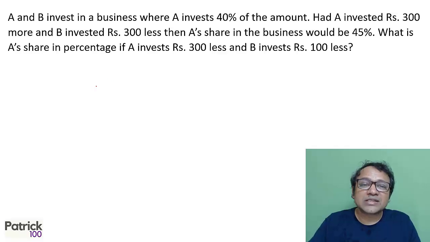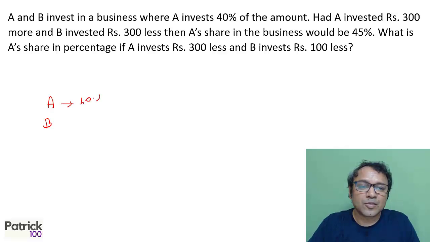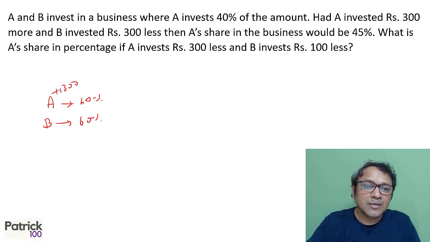A and B can invest. A invests 40%, and so B will invest 60%. Now, if B invests 300 less and A invests 300 more, so A increases by 300, B reduces by 300. So the total amount is the same. So A becomes 45% and B becomes 55%.